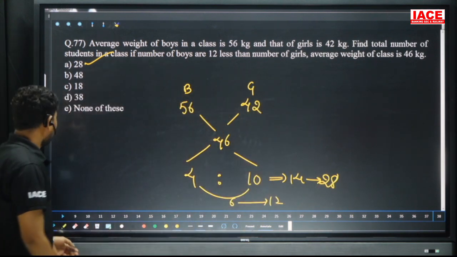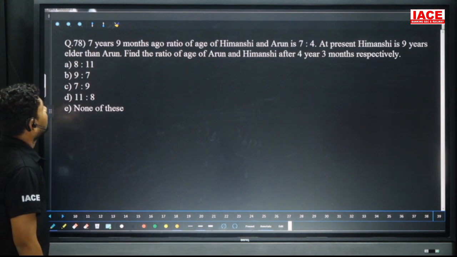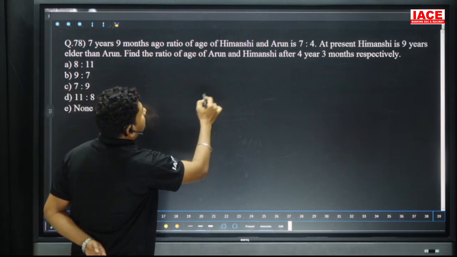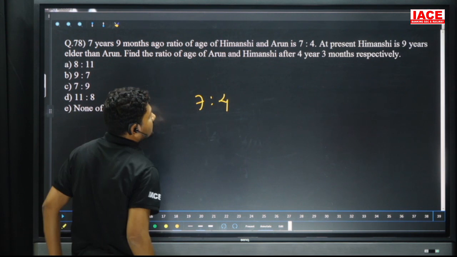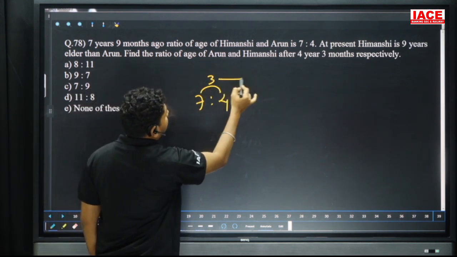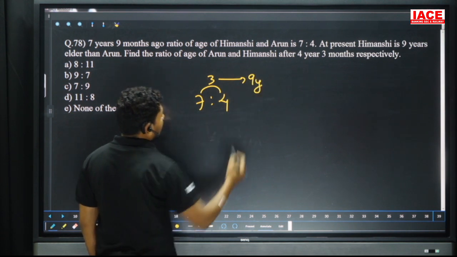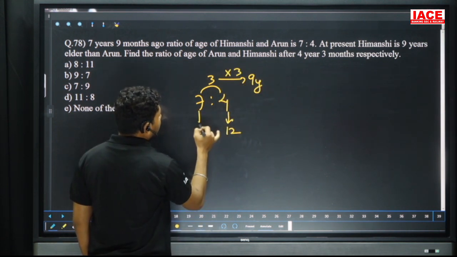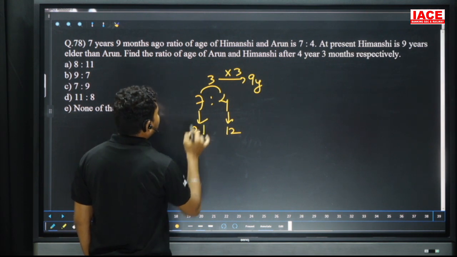Option A. Next, 7 years 9 months ago, the ratio of Himanshu and Arun was 7:4. 7:4 means how many parts of difference? 3 parts. 3 parts is equal to how many years? 9 years. So 3 parts is 9 years, so 1 part is 3, and 7 parts is 21.